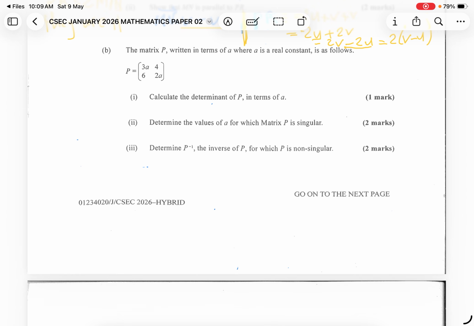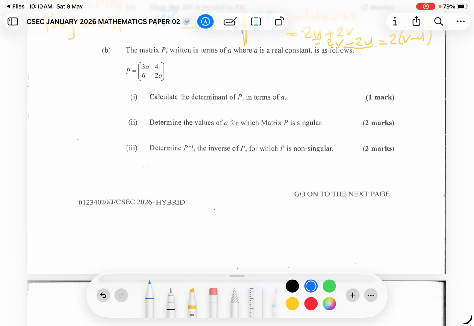Now we're at matrices. The matrix P, written in terms of A, where A is a real constant, is as follows. P is the matrix 3A, 4, 6, and 2A. The question asks us to calculate the determinant of P in terms of A. Determinant, so I'm going to go ahead and highlight my diagonals.